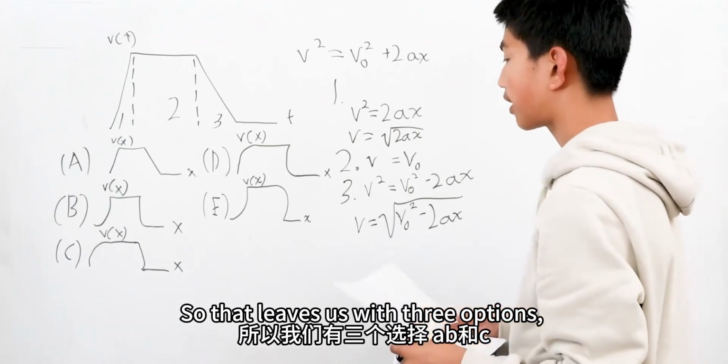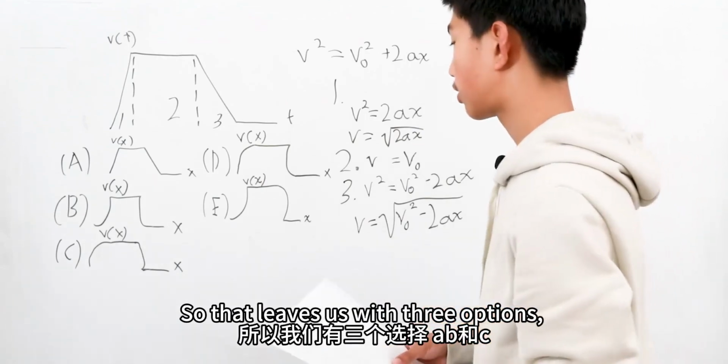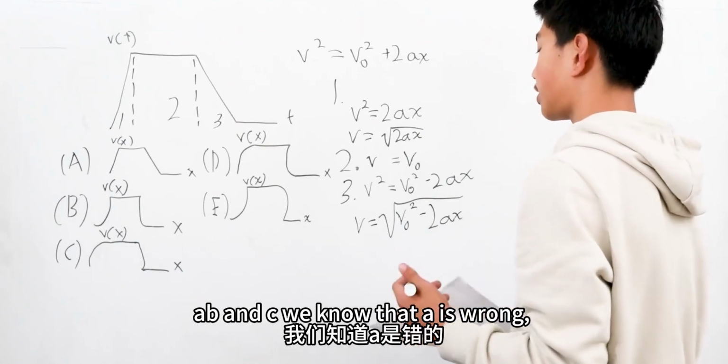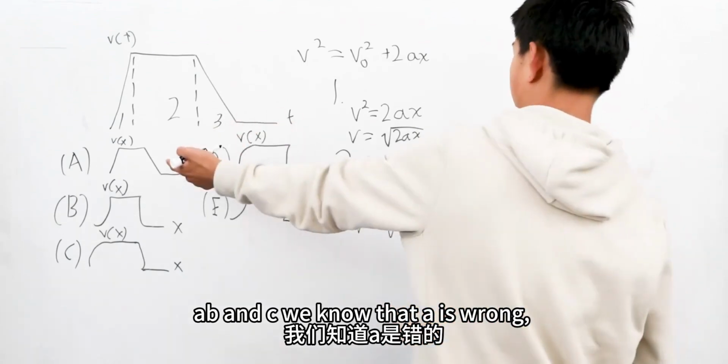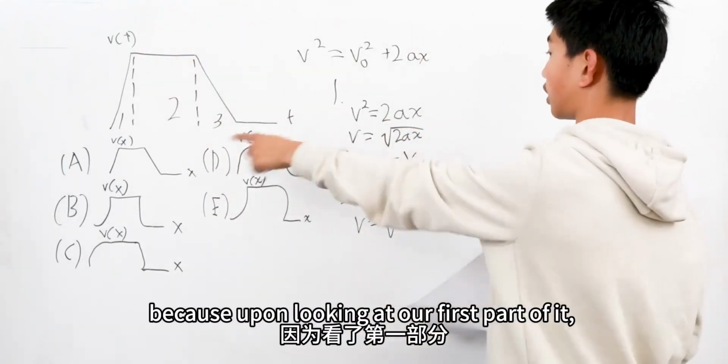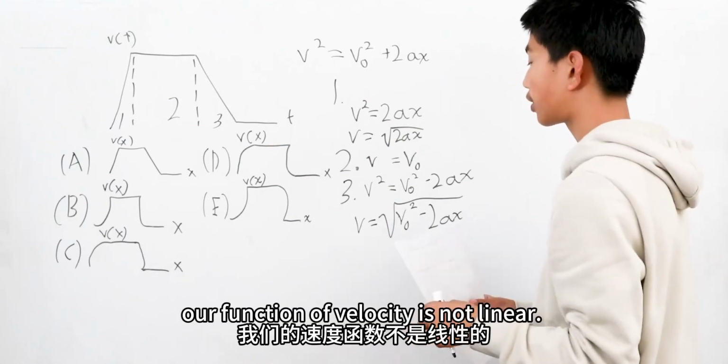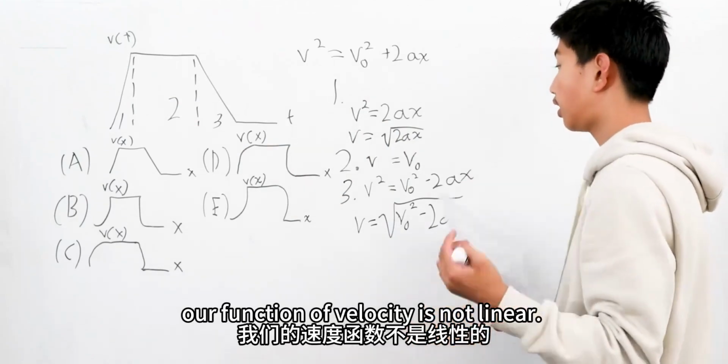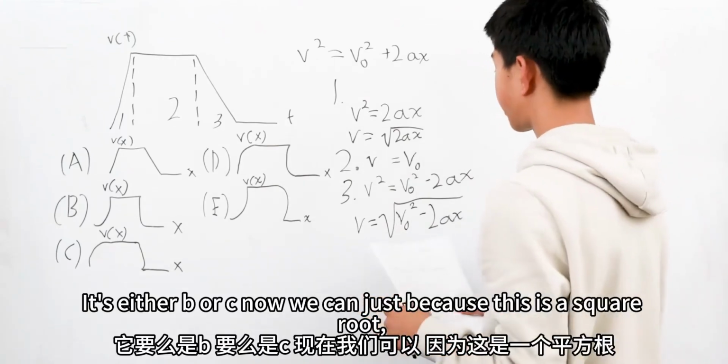So that leaves us with 3 options, A, B, and C. We know that A is wrong because upon looking at our first part of it, our function of velocity is not linear. So it's either B or C.